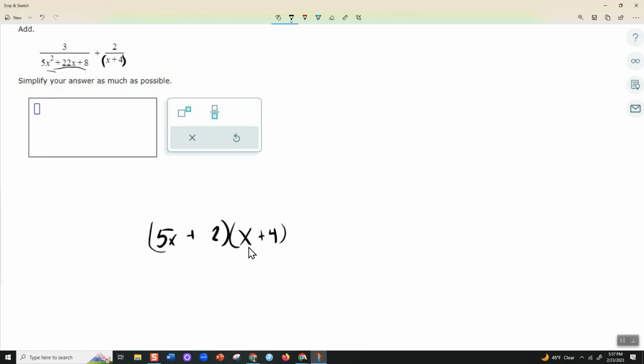Let's make sure that works. 5x times x is 5x squared, yes. 5x times 4 is 20x. 2 times x is 2x. And 20 plus 2 is 22. Yeah. And then 4 times 2 is 8, of course. So yeah, that definitely was one of the factors. I just guessed. But it's kind of safe to assume sometimes in these types of problems.